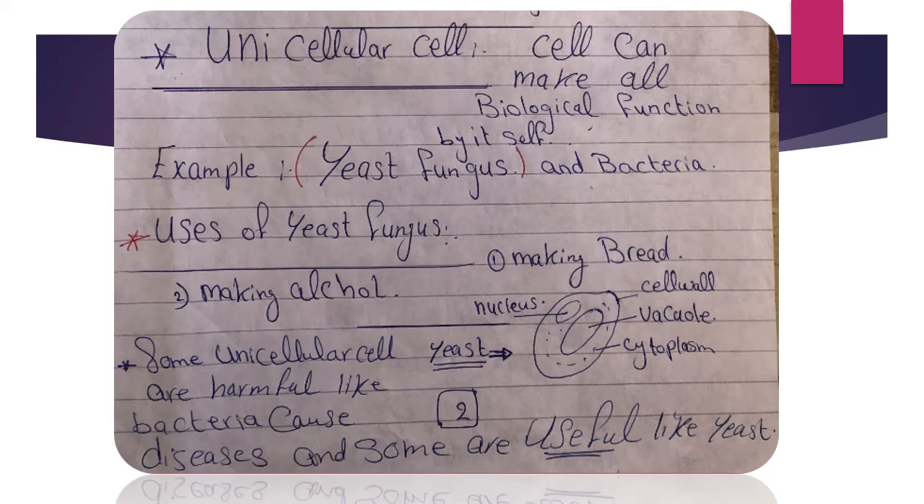تمام؟ يبقى what's meant by unicellular cell? It has only one cell. This cell can make all biological function by itself. By itself. تمام؟ Like bacteria and fungi. What is the example for the fungi? Yeast fungus. Yeast fungus. ايه اليست فانجس ده؟ دي الخميرة بيرة.